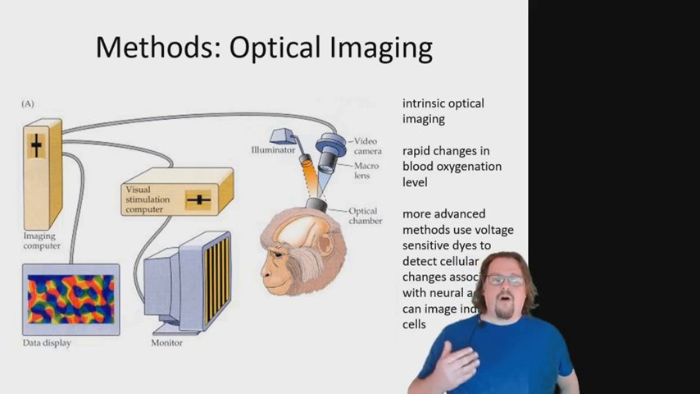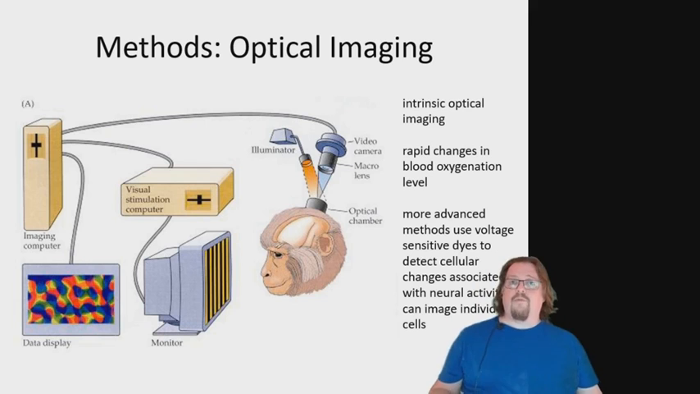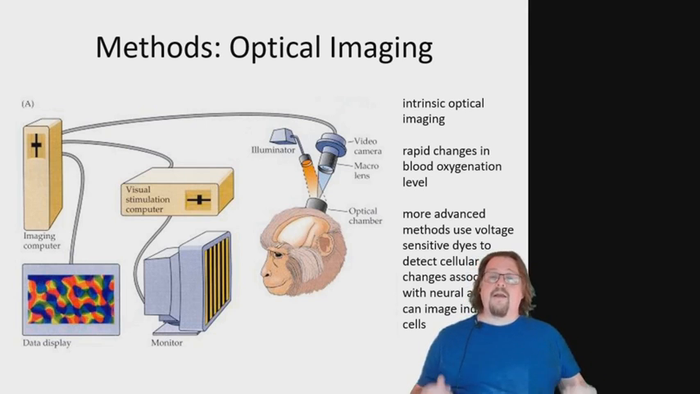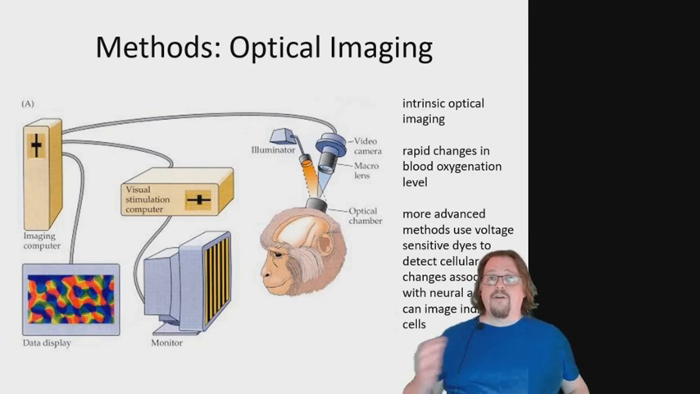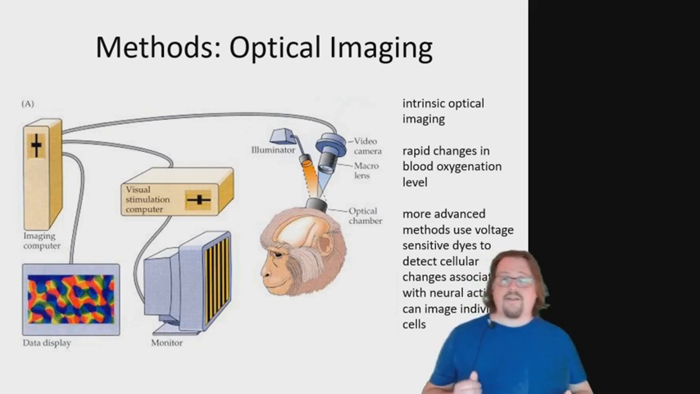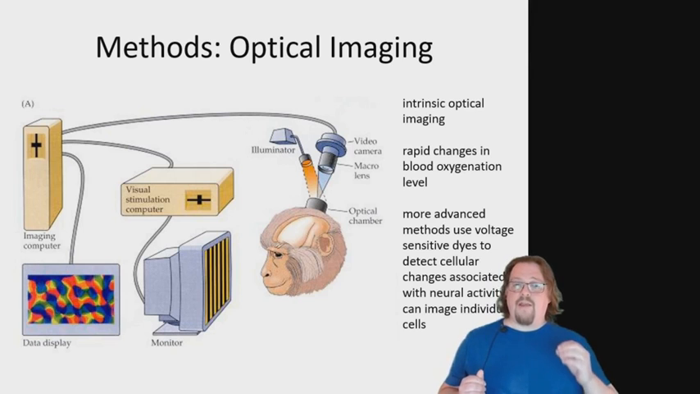One example is optical imaging, which has been very important in revealing those pinwheel structures that I discussed earlier on. Optical imaging works by recording the visual appearance of the surface of the brain and looking for signals that are associated with neural activity. In its simplest form, this can be intrinsic optical imaging, which looks at the rapid changes in appearance that are associated with different degrees of blood oxygenation. But more advanced methods use voltage-sensitive dyes to detect cellular changes that are associated with the electrical activity of the neuron, and these are capable of imaging individual brain cells and their activity.